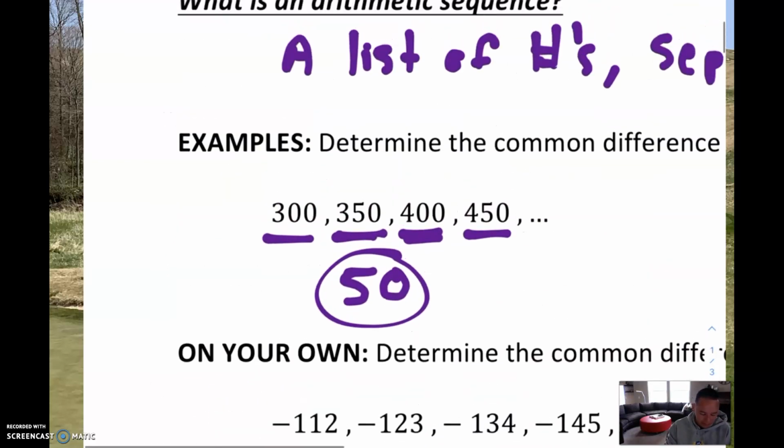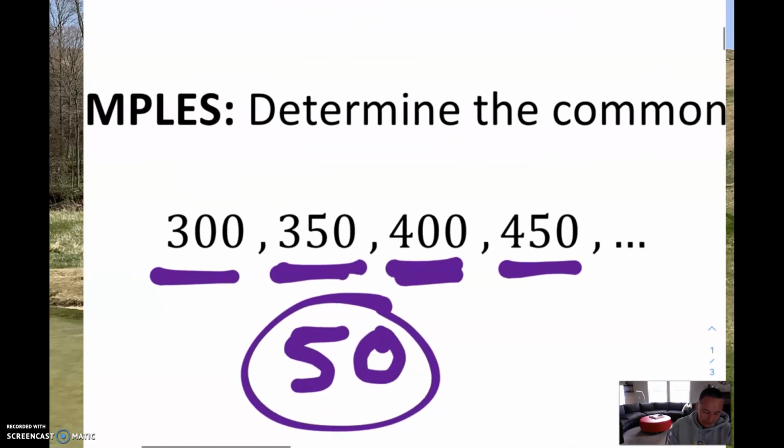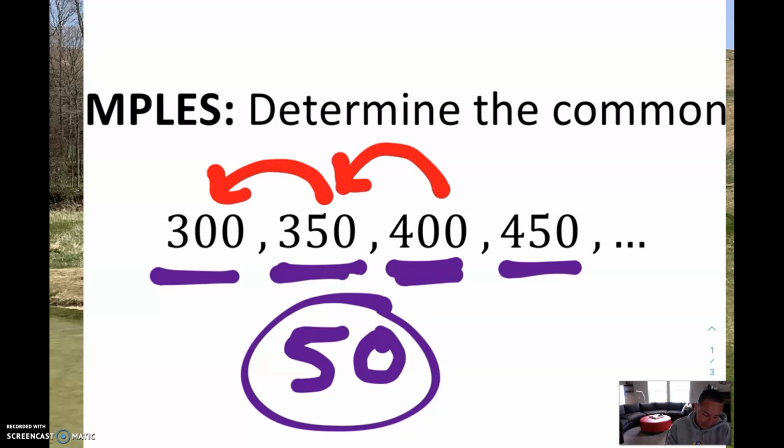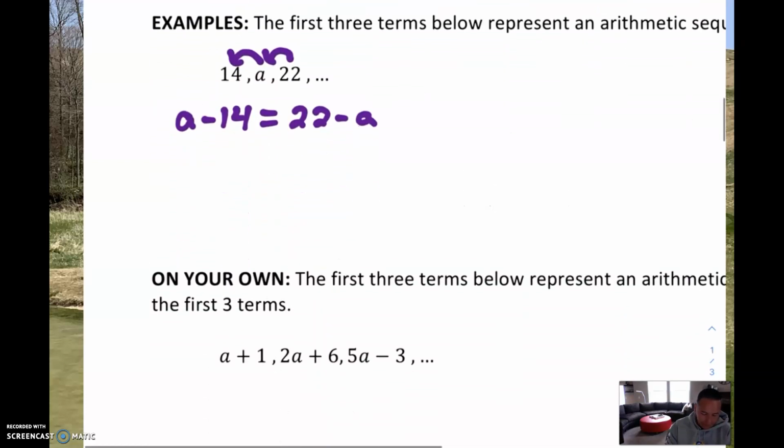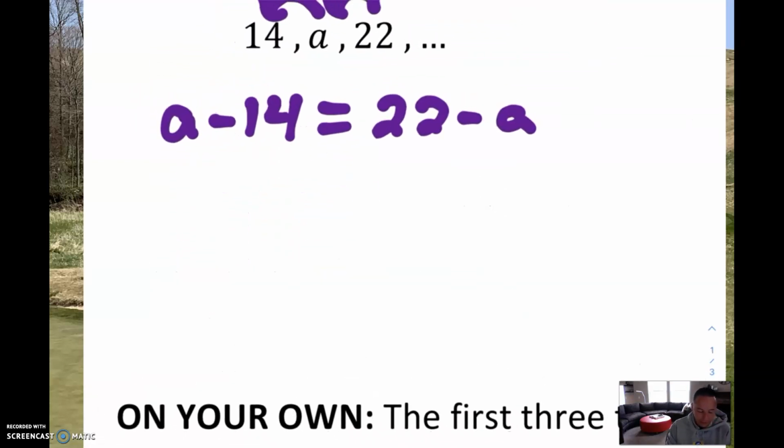Before we solve this, I want to go up a little bit and just show you a simpler example. If we look at this earlier pattern of numbers, if I took 350 minus 300, that's 50. That 50 should be the same as 400 take away 350, and it is. So we're setting those common differences equal to each other, and now we can just solve.